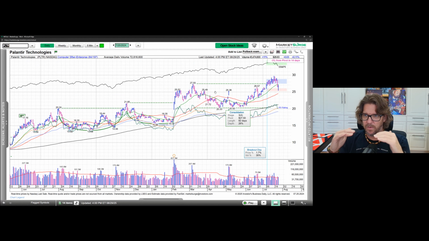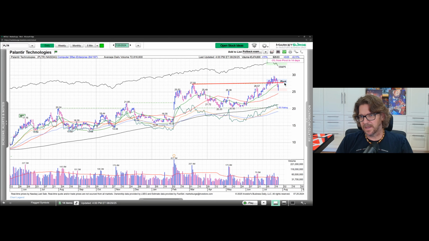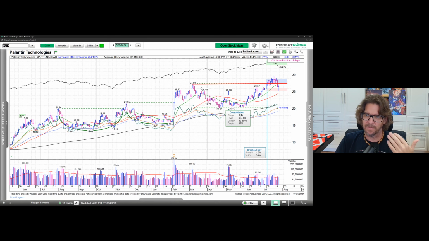Yes, your 21 is above your 50 is above your 200, it has that going for it, but you are underneath your pivot. So that's not a pullback to the 50-day. That's failing down to your 50-day, and your 21-day isn't even above your pivot. So it's not a pullback into it. It's failing at this point. That's just really what it's doing.